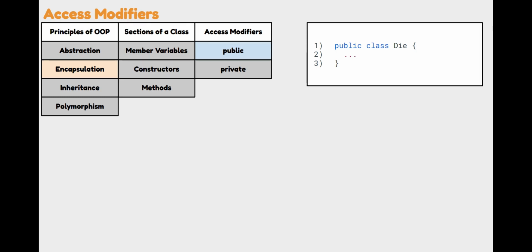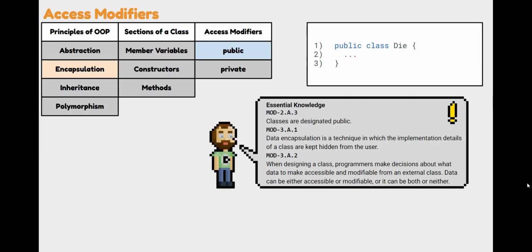If we only made it private to the class itself, nobody then could create any die objects from this class. This aligns with our learning objective: classes are designated public. Also, data encapsulation is a technique in which the implementation details of a class are kept hidden from the user. And when designing a class, programmers make decisions about what data to make accessible and modifiable from an external class. Data can be either accessible or modifiable, or it can be both or neither.